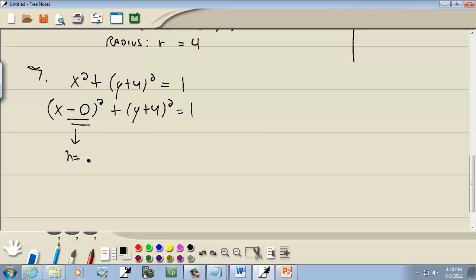Now this is going to be h, and it's going to be opposite sign. The reason why I said it could be a negative or positive, because 0 doesn't have a sign. So opposite sign of 0 is still just 0. This is going to be k, and it's going to be opposite sign, which would be negative 4. And this is r, and we take the square root of it. So the square root of 1 gives us 1.